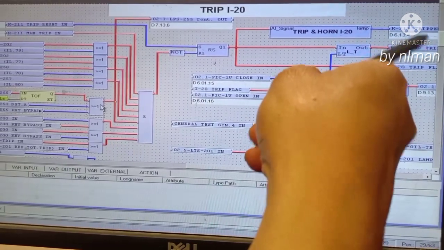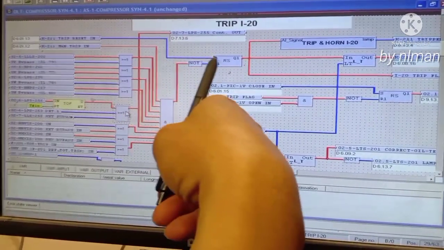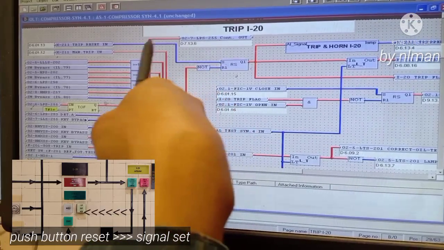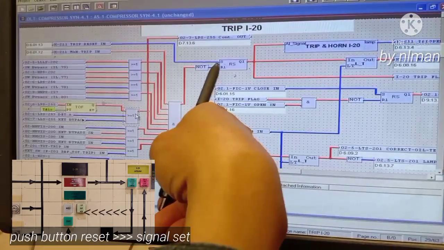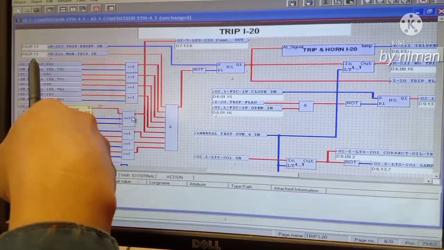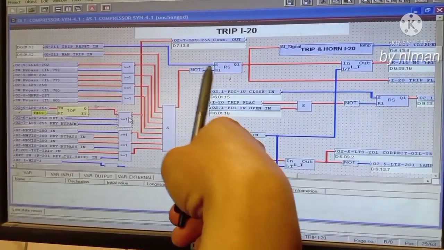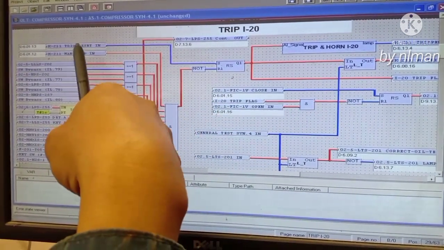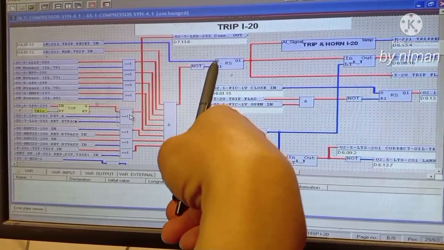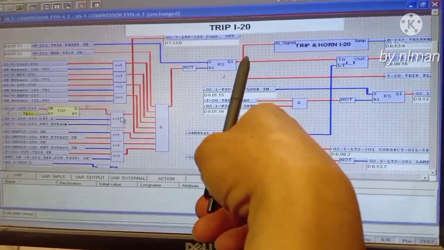So in the event there is a trip, you cannot reset this one, but actually this one is reset, but here is set. You cannot set this one unless the input becomes normal. Let's say the level is already okay now, so you have 1 here, then it becomes 0 here. Only then can you set. There is a reset button there, so you can set this one and then everything will become normal. So this one will become 1.